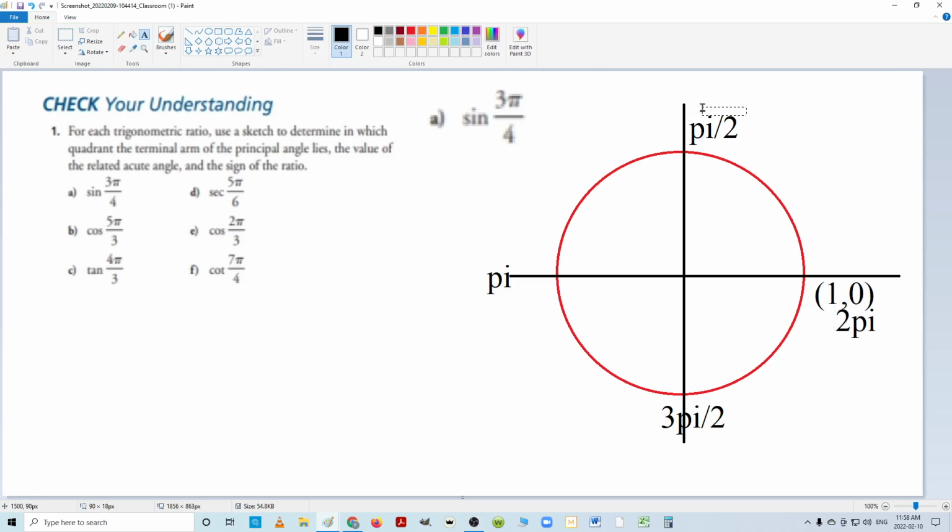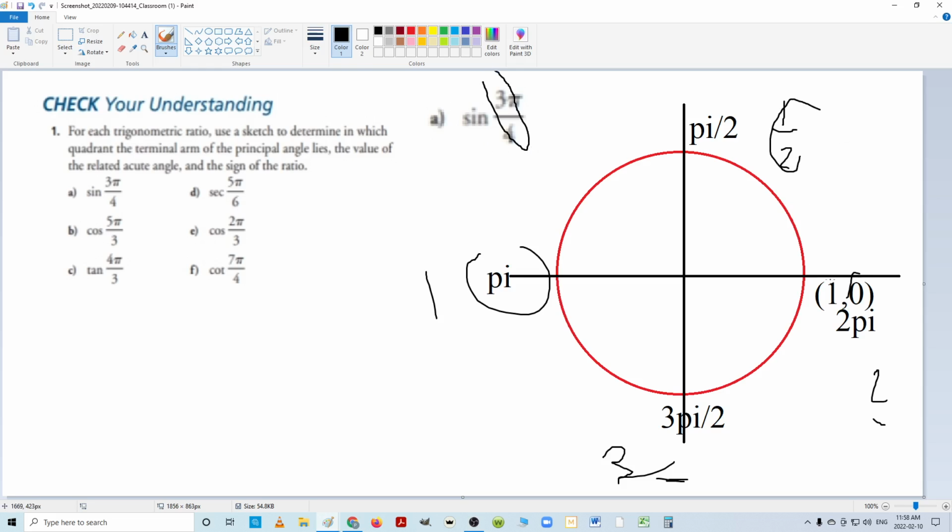Now, if you look at these as fractions, this fraction up here is a half. This fraction over here is 1. This fraction over here is 3 over 2. This fraction over here is 2 over 1. And we just have to figure out where this fraction fits within those fractions.